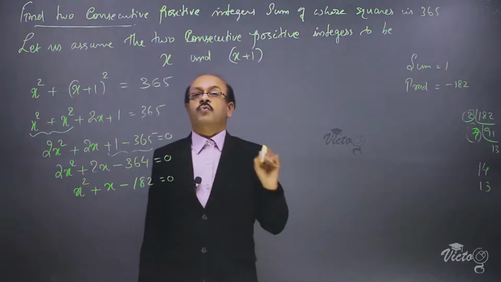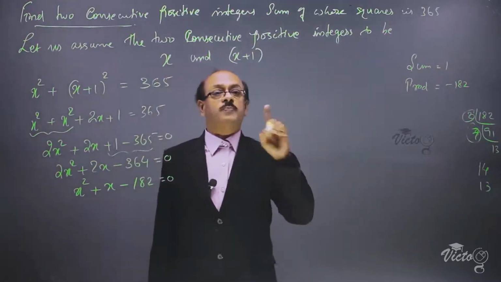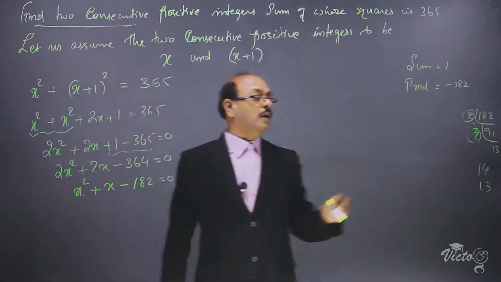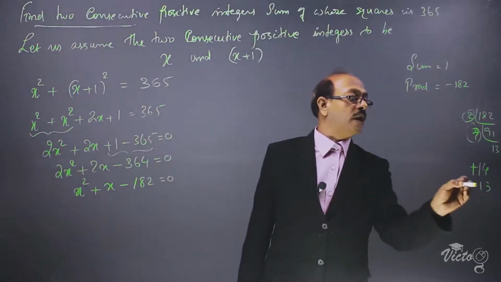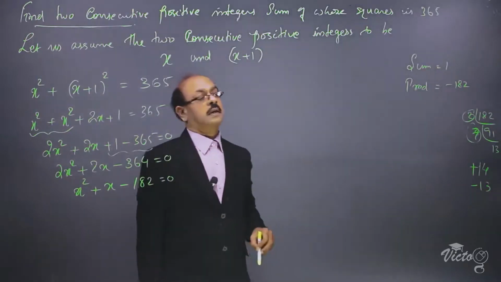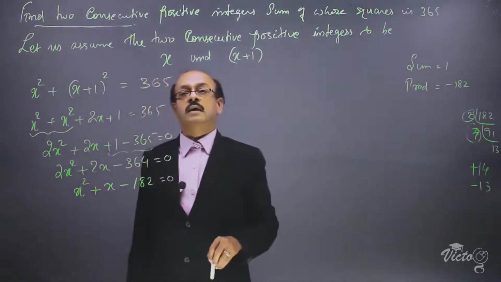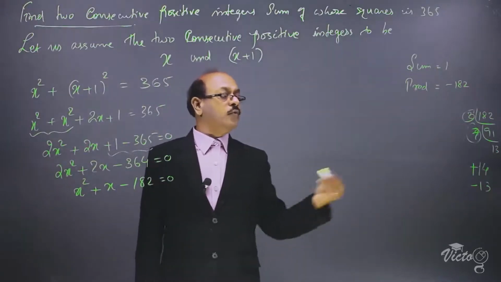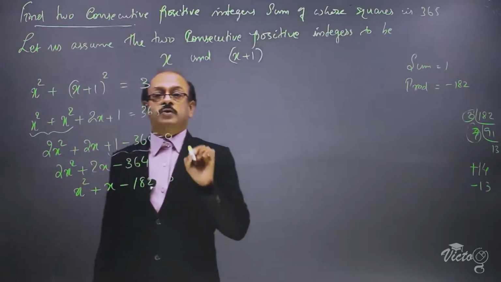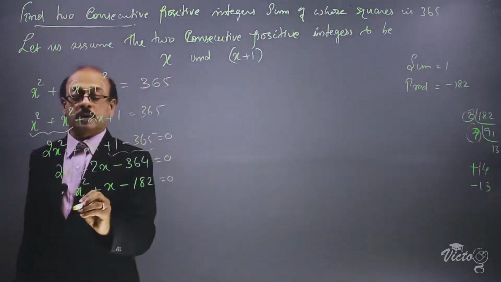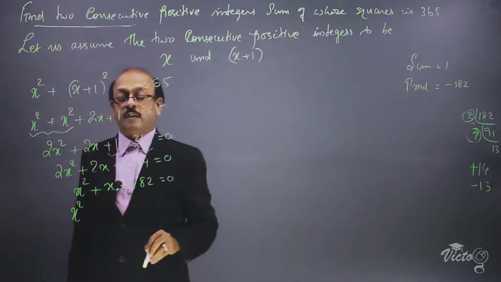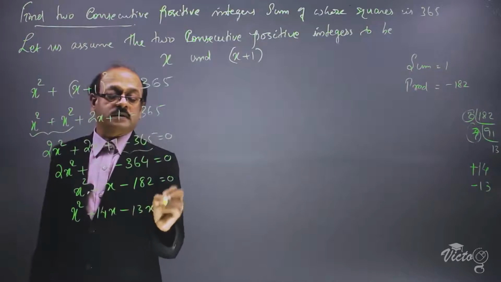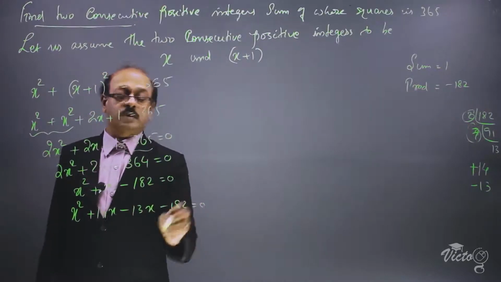We have to find out two numbers whose sum is plus 1. To obtain the sum as plus 1, the larger number will be plus and the smaller will be minus. Adding plus 14 and minus 13, the sum will be plus 1, and multiplying, the product will be minus 14 into 13, which is minus 182. Now we are going to split the middle term. x square plus x can be split as plus 14x minus 13x, then minus 182 equal to 0.